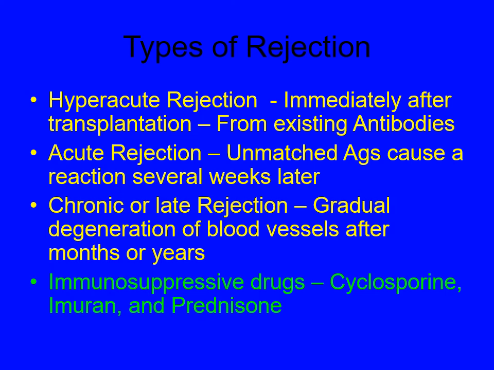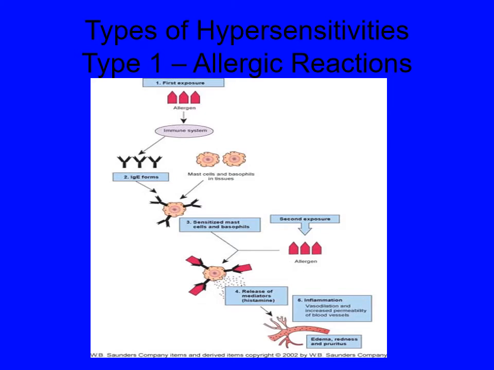These other things are used in other types of transplants, and then prednisone, of course, is used as an anti-inflammatory agent because when you do have transplanted tissue, that's going to initiate the inflammatory response, and prednisone is a major anti-inflammatory type of medication. Now we go to types of hypersensitivities, and there are four types: 1, 2, 3, and 4.